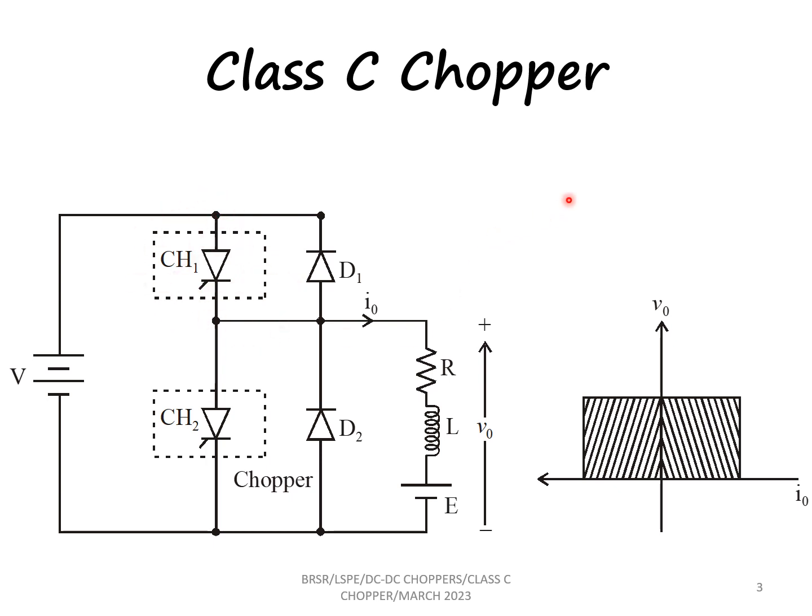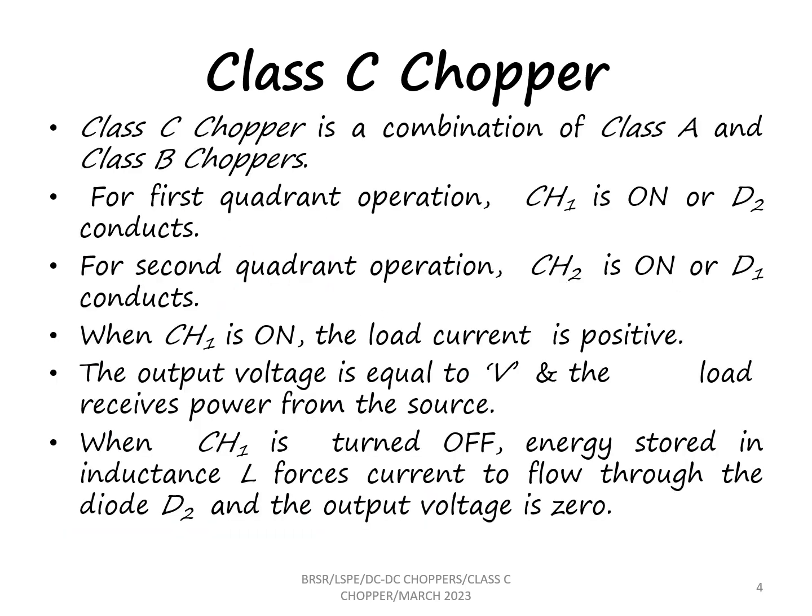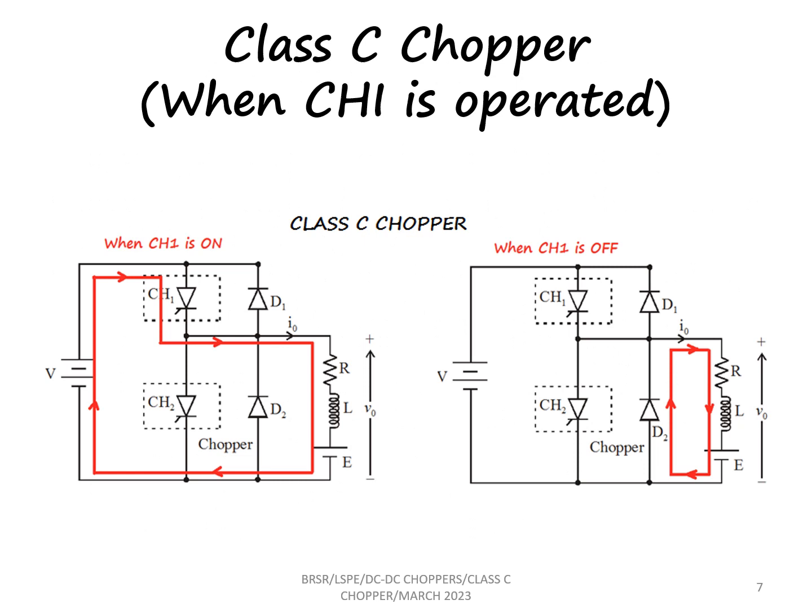operated. Like I told in the class A and class B operation, the operation of the class C chopper can be understood by the conditions when CH1 is on, when CH2 is on. So let us see when the chopper 1 is on. When the chopper 1 is on, the first quadrant operation takes place. We can see the current flow from the source through CH1 through the load back to the source.